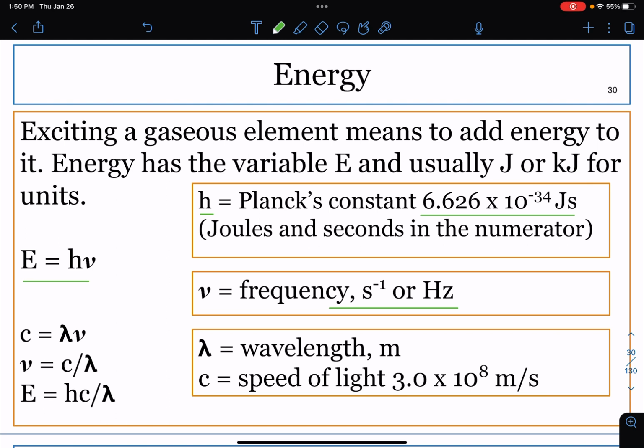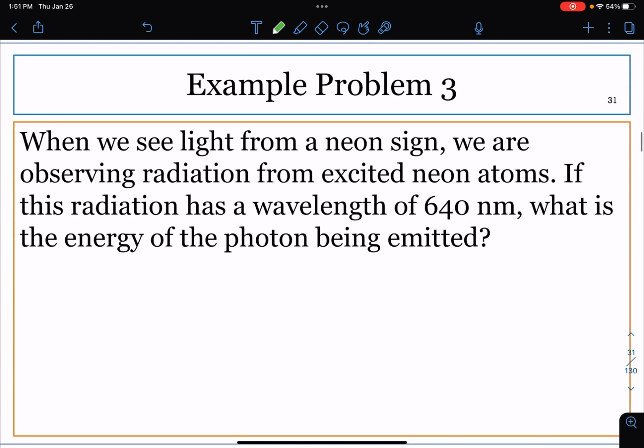If you take our equation of the speed of light is equal to wavelength times frequency and solve this equation for frequency, we have speed of light divided by wavelength. And if you take this portion of the equation and substitute that in for frequency into our energy equation, we get this equation. Energy is equal to h times c, so Planck's constant and the speed of light in the numerator multiplied together, divided by the wavelength. The wavelength better be in meters here because our speed of light has a unit of meters. All right, so now we just have 2 more practice problems left.